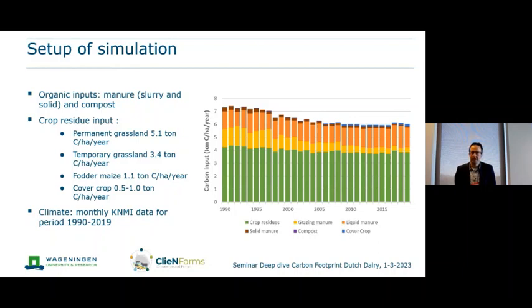But overall, there's a decrease of carbon inputs, mainly because we have lower manure inputs in total. And in the last years, you see a slight increase in cover crops, but it's still a minor input compared to the total.